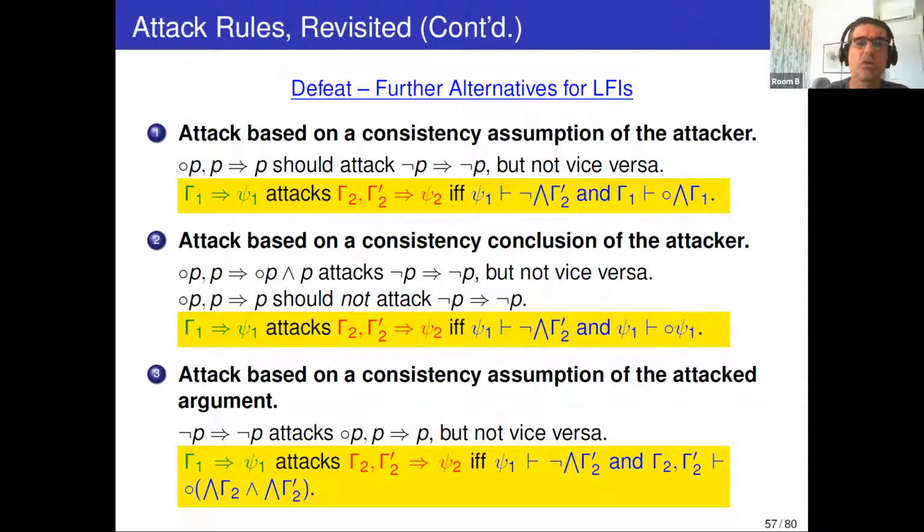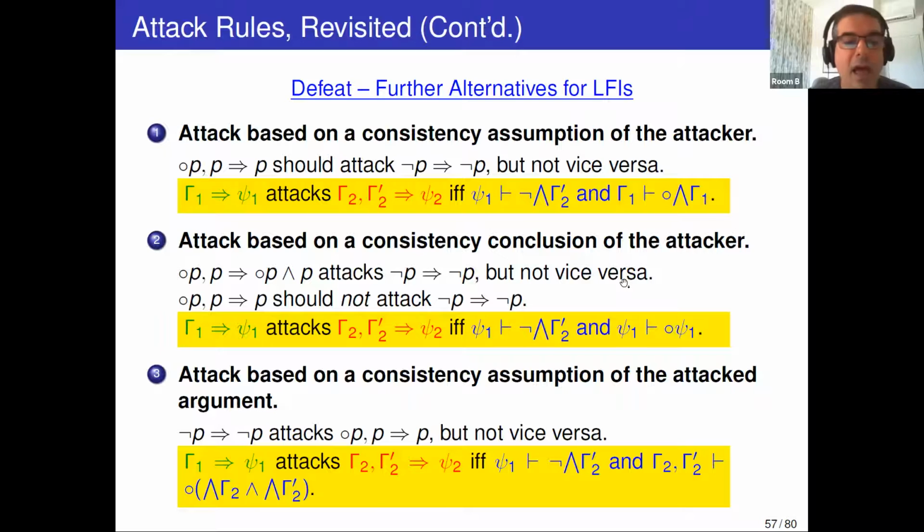However, this should not be so, we don't want the converse. So P implies not P, according to this intuition, should not attack circle P, P implies P. So the formalization of the defeat rule according to this intuition is that we use the original condition of the defeat and we add a new condition which actually specifies that the support of the attacking rule is actually consistent. So it implies the circle of the conjunction of the support.